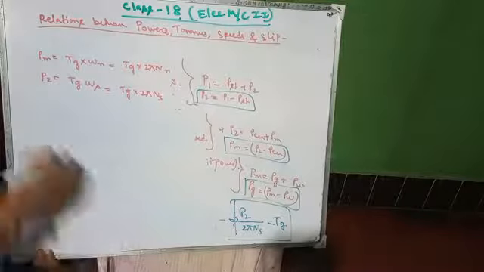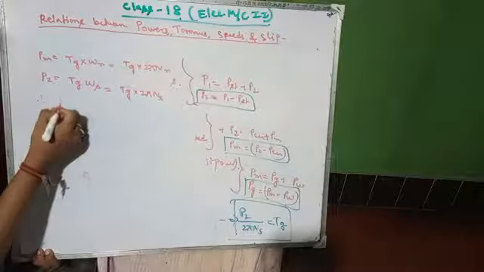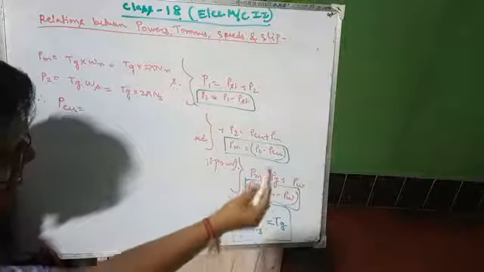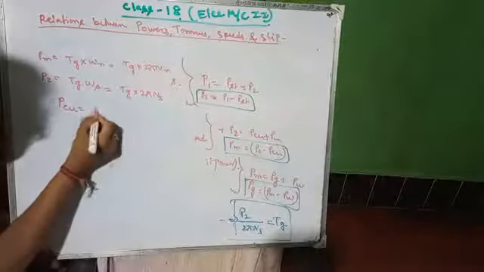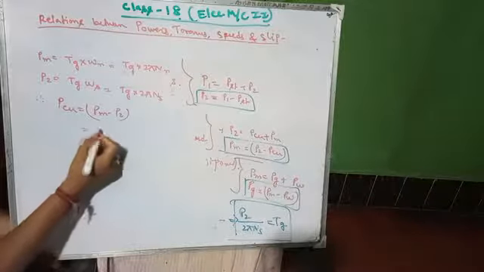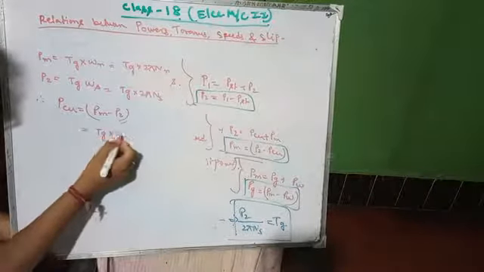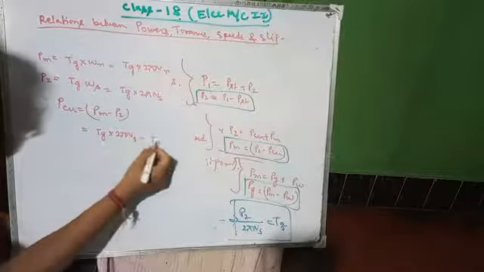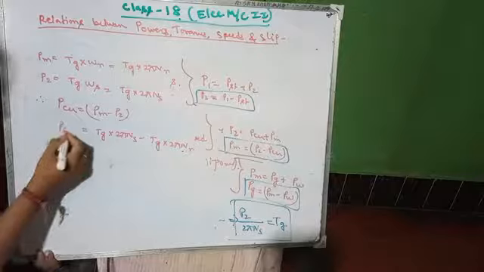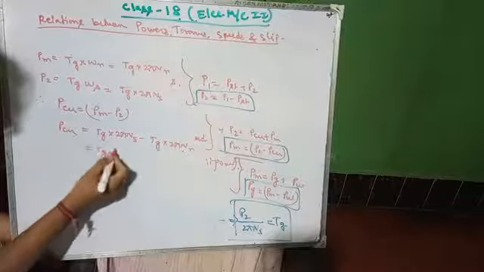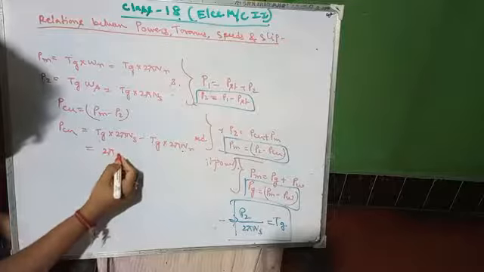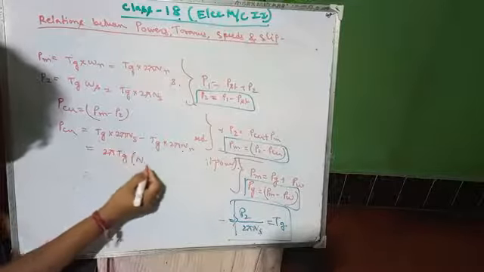Now therefore the copper loss PCU will be equal to Pm minus P2 from this relation, right? So P2 equals Tg into 2 pi ns minus Tg into 2 pi nr. Okay, so this is your rotor copper loss. Taking 2 pi Tg common, ns minus nr.